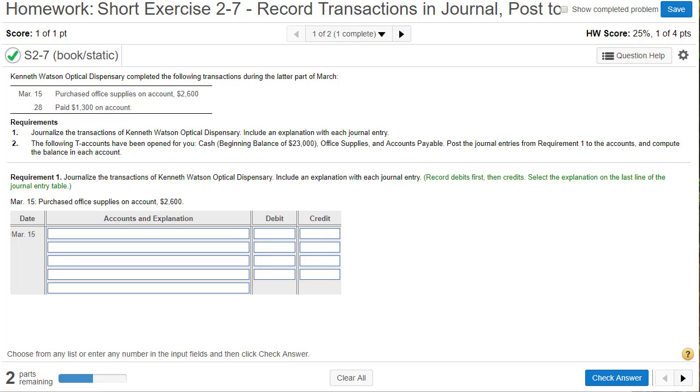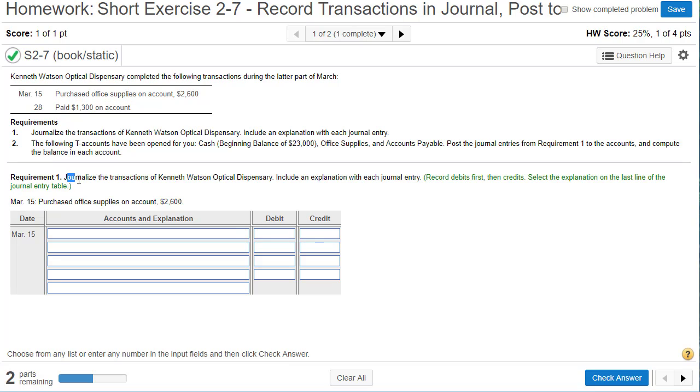Short exercise 2-7. We're going to record transactions in the journal and then post them to the ledger. So Kenneth Watson Optical Dispensary completed the following transactions during the latter part of March. They purchased office supplies on account, and then later they pay off half of that amount.